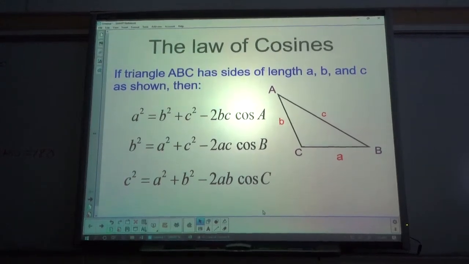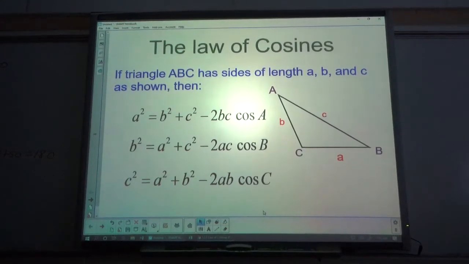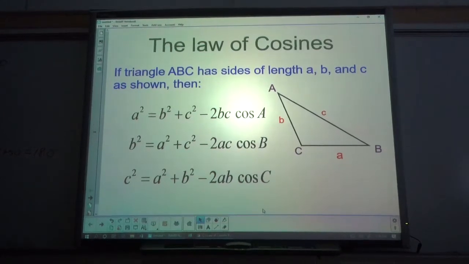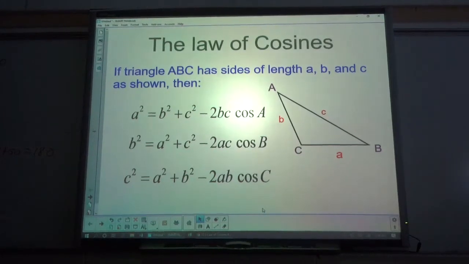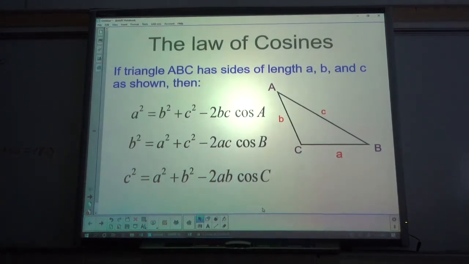Welcome. Today we're going to be doing Law of Cosines. Now, if you have a triangle ABC, not necessarily this particular triangle because they're all different, but ABC has sides of lowercase a, b, and c as shown.